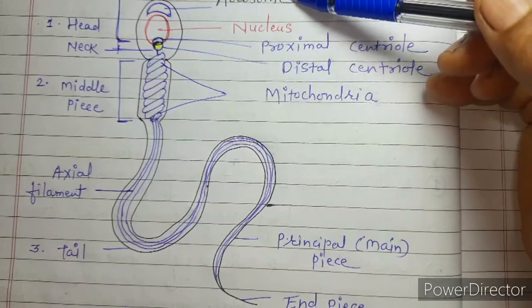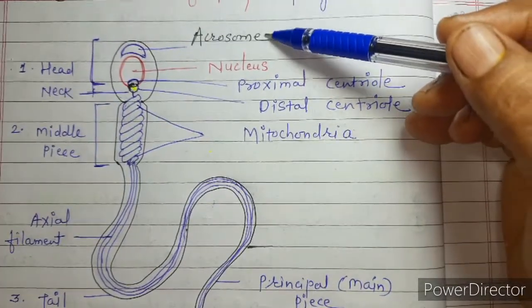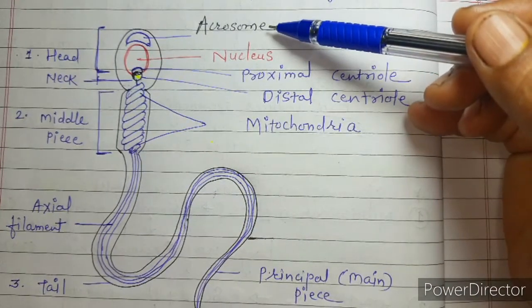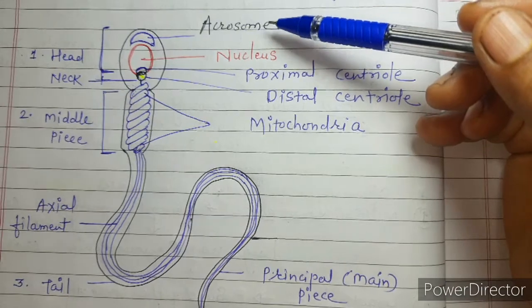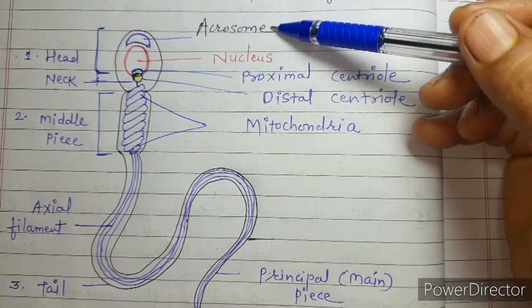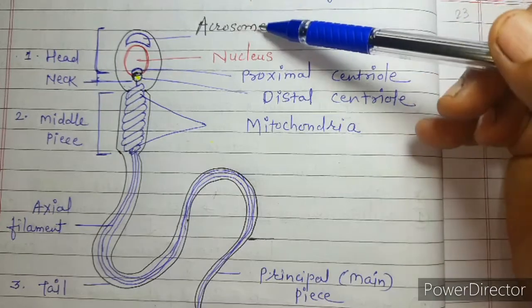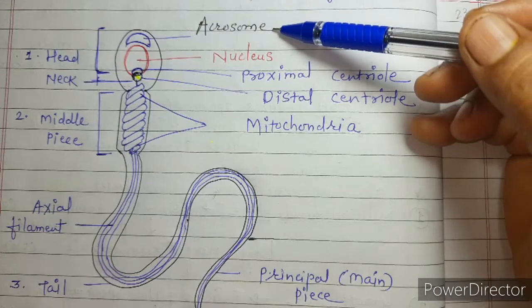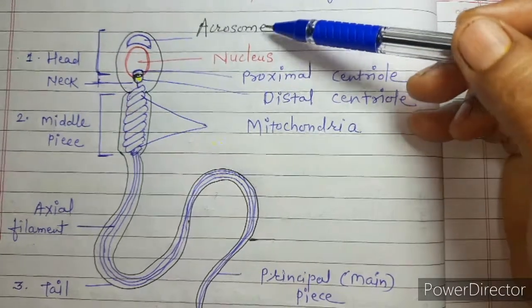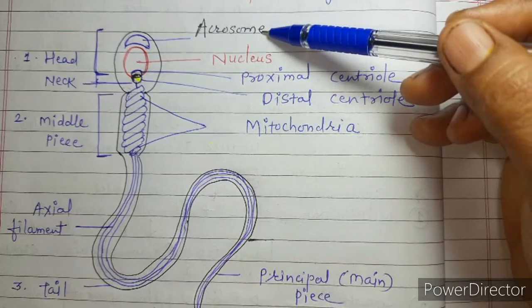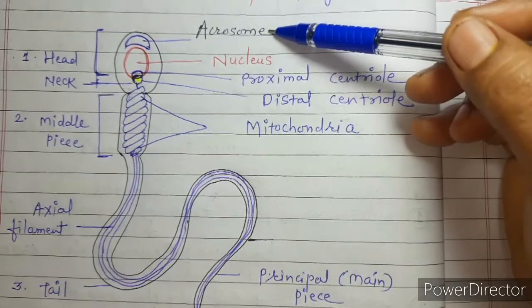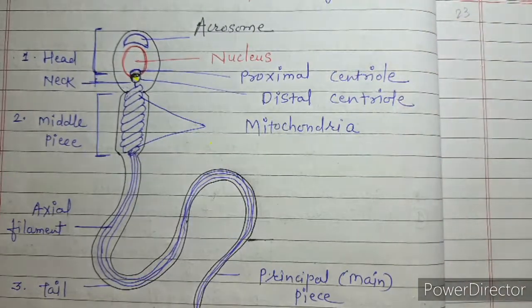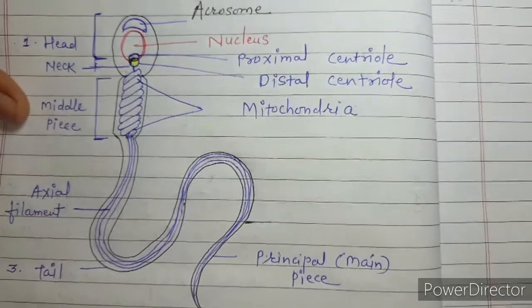See here, actually this acrosome is formed by the Golgi complex. In the last year, 11th class, we studied different types of cell organelles. So the Golgi complex gives rise to the acrosome. And what is the function of this acrosome? The acrosome contains hydrolytic enzymes, for example the hyaluronidase enzyme. This enzyme helps the sperm to penetrate the ovum during fertilization. Okay students, so this is about the head having nucleus and acrosome.